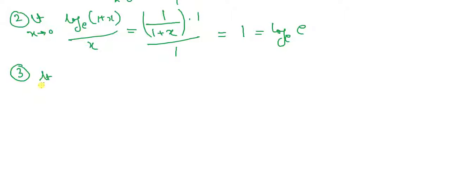Third, limit x tends to 0, log a of 1 plus x whole divided by x. How are you going to solve this question? Just simply put x tends to 0 in the question. You'll find denominator to be 0, and the numerator comes out again to be 0. But the main problem here is that the base value is a and not e. Like in the previous problem, we had base to be equal to e. So how are you going to solve this?